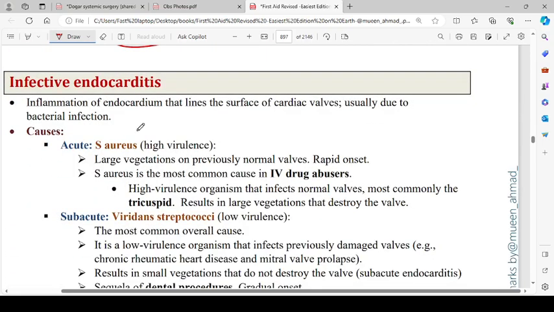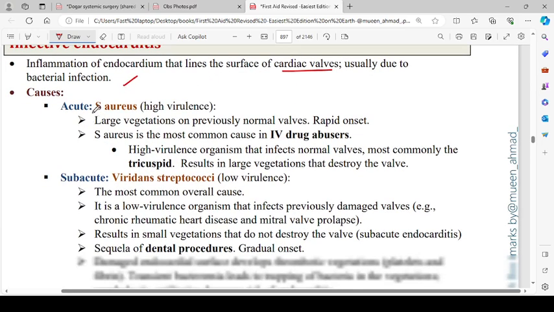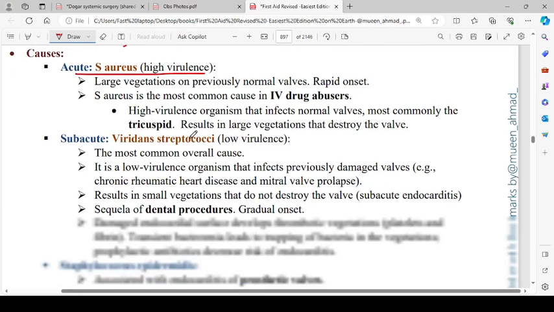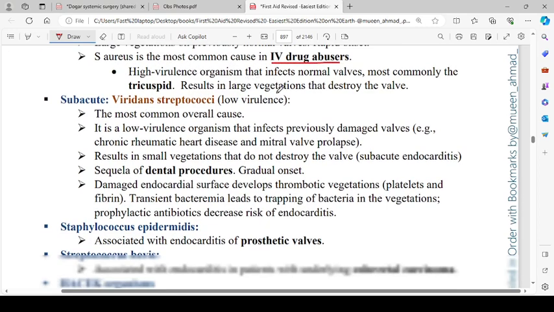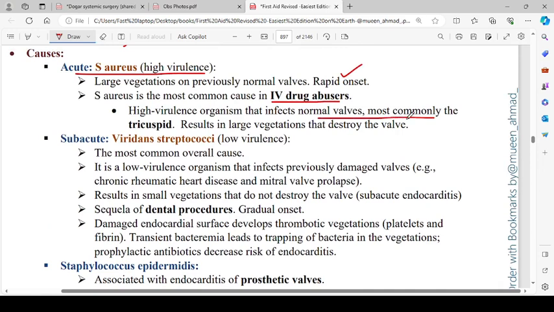Infective endocarditis. Inflammation of the endocardium that lines the surface of cardiac vessels, usually due to bacterial infection. Causes are acute Staph aureus, high virulence, large vegetations on previously normal valves, rapid onset. Staph aureus is the most common cause in IV drug abusers. High virulence organisms that infect the normal valves, most commonly the tricuspid, result in large vegetations that destroy the valve.